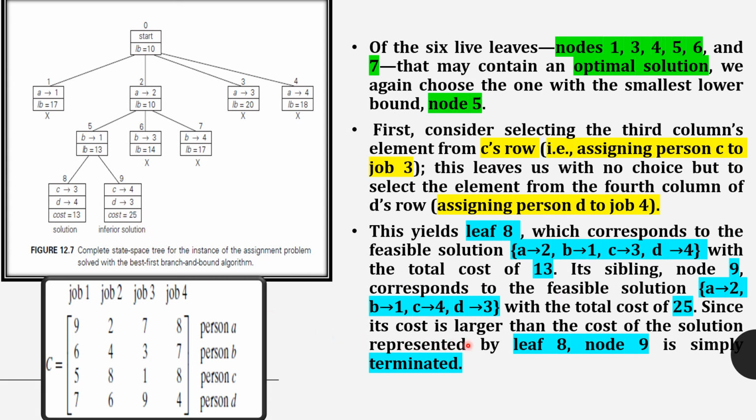Since its cost is larger than the cost of the solution represented by leaf 8, node 9 is simply terminated, because I am selecting leaf 8 as the promising node and this is the solution, right? So you can terminate or kill this node, because the lower bound associated with this node is 25, which is larger than 13. So you can select leaf 8 as the solution. That means we are assigning job 2 to A, job 1 to B, job 3 to C, job 4 to D to get the optimal solution, right?